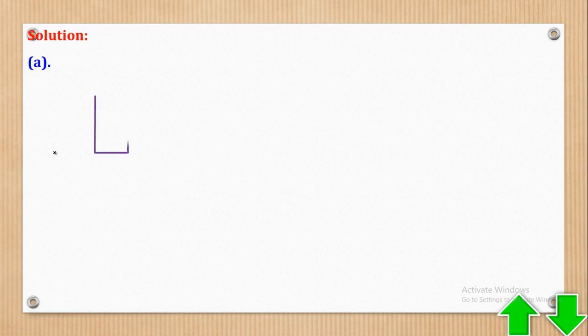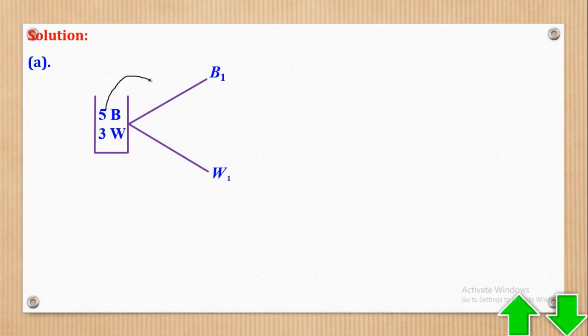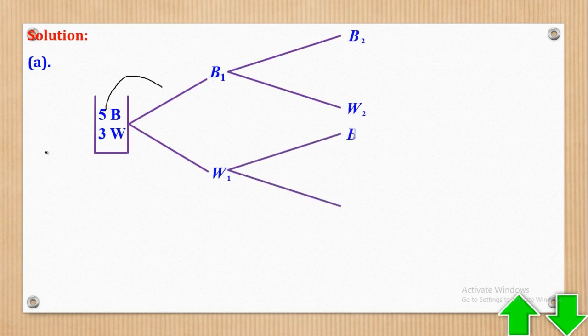So you first draw the bag, which has 5 blue and 3 white. Then the first branch, this will be B1 and this will be W1. So for B1 it means that you are picking blue, which will be 5 over the total, which is 8. And for this white, it means that you are picking white, which will be 3 over 8.